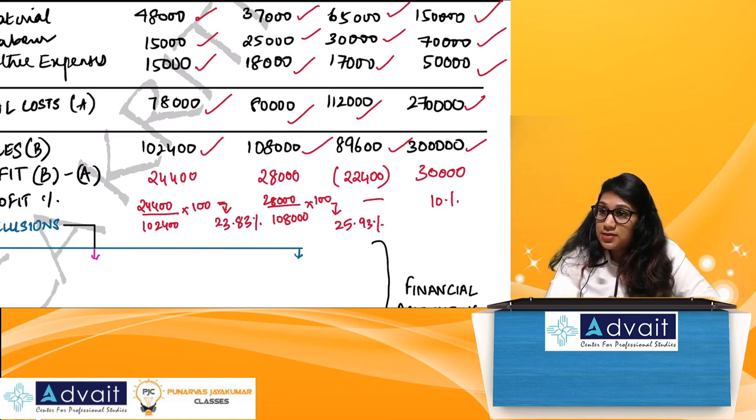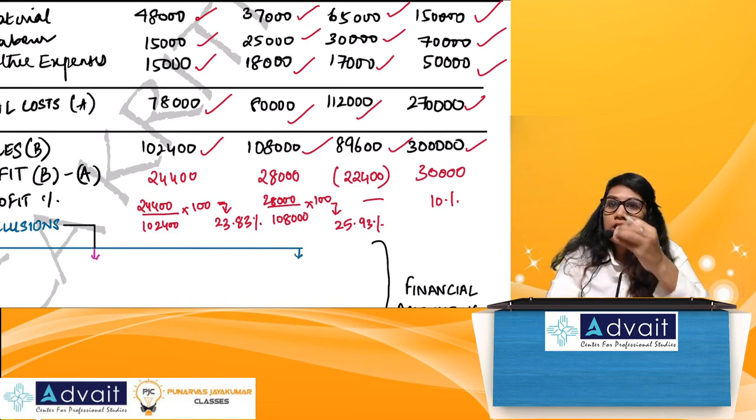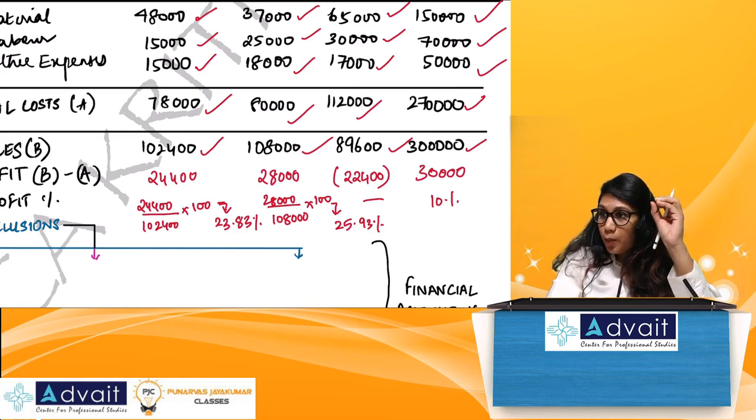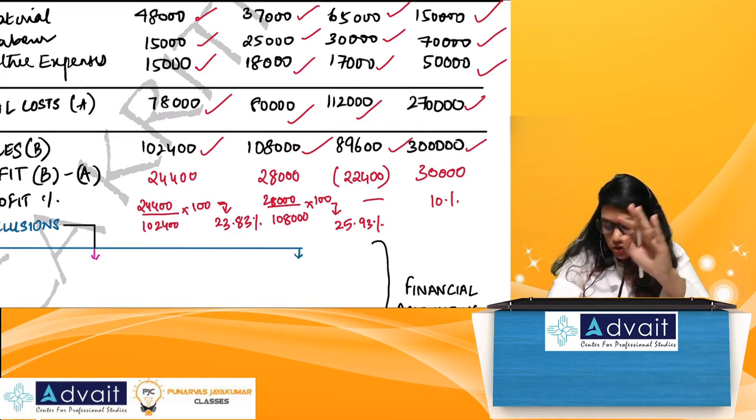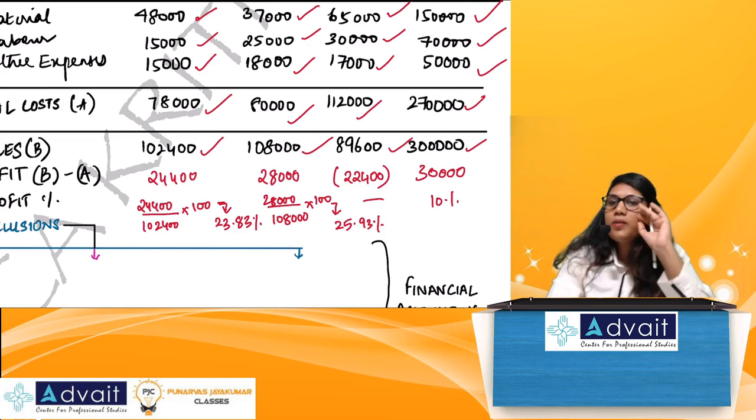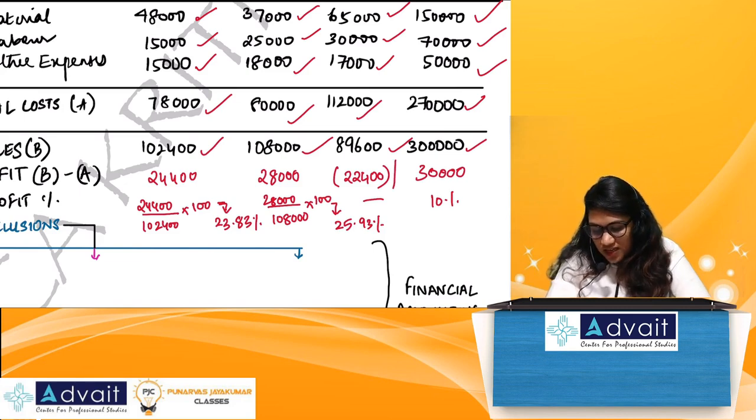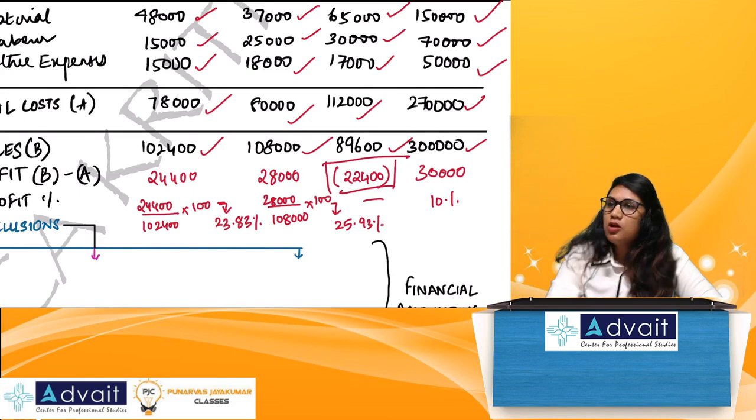Guys, see this. Actually, my organization is making a profit margin of almost average 24%. But overall it is decreased to 10%. Why? Because of this particular product. Loss-making product. Yes or no?